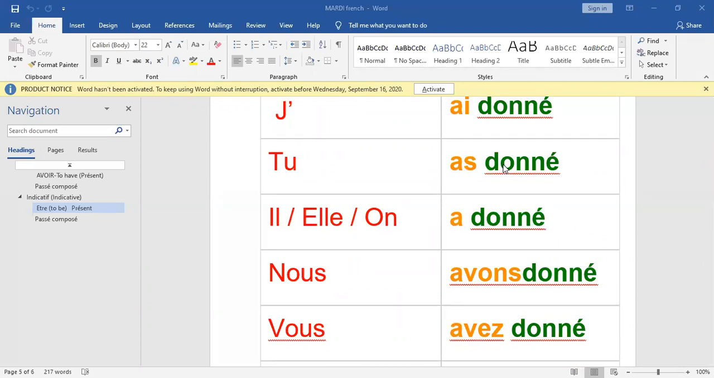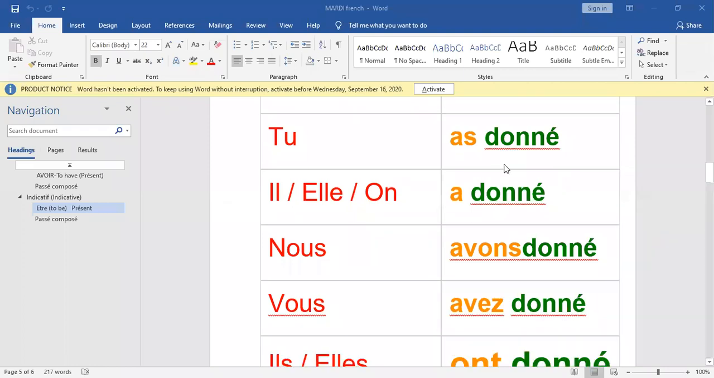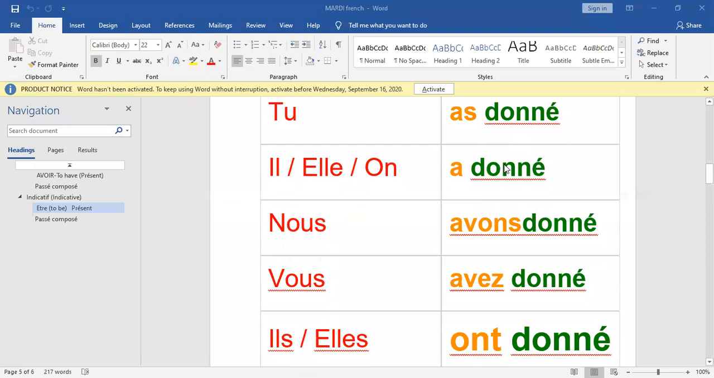C'est très facile, comme A, B, C. It's quite easy, like A, B, C. Vraiment facile. All you need to do is to follow the rule. And when you follow the rule, even if I should give you 100 regular ER verbs, it is the same method you're going to use, and you get your conjugation done.